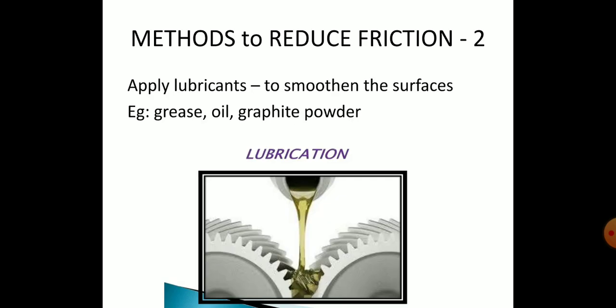Now coming to the second method, we are going to apply lubricants. Lubricants will smoothen the surface. What are the lubricants available? We have grease, oil, engine oil and all. All these are to reduce the friction. Here we have graphite powder also. Graphite powder is called the solid lubricant, whereas the grease, oil and all are called liquid lubricant. So the second method to reduce friction is to apply the lubricants.